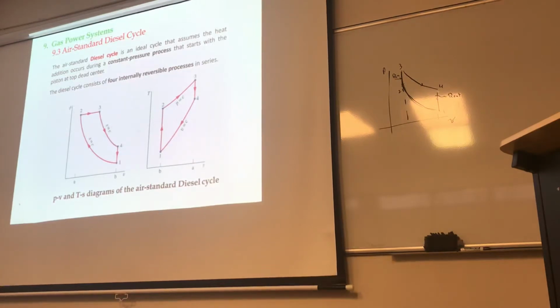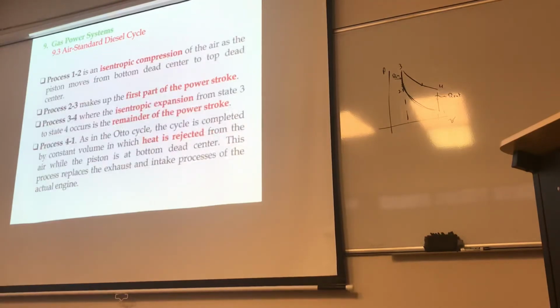So let's differentiate between 2 to 3 and 3 to 4. Because 2 to 3 is occurring at constant what? At constant pressure, 3 to 4 at constant entropy. So 2 to 3 makes up the first part of the power stroke. 3 to 4, where the isentropic expansion from state 3 to 4 occurs, is the remainder of the power stroke.